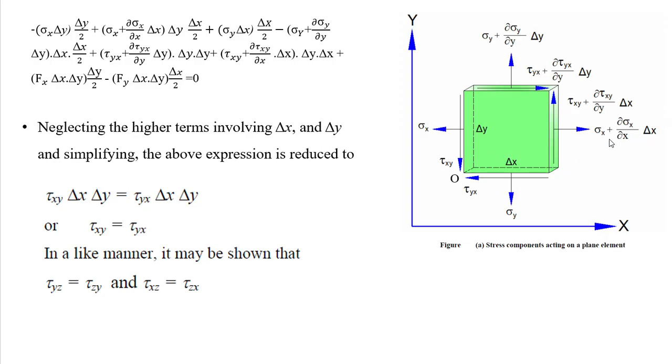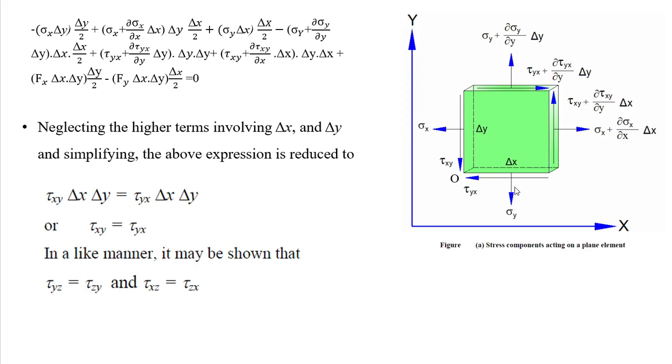For this particular length dx, the increase of the stress will be this much, and the total stress acting at this particular point will be sigma x plus dou sigma x by dou x into del x. This is the normal stress acting on this particular plane, which has the area of del y into unit thickness 1.